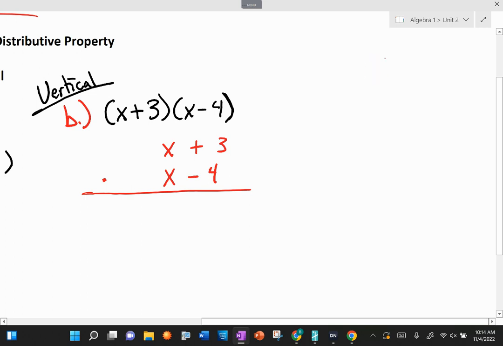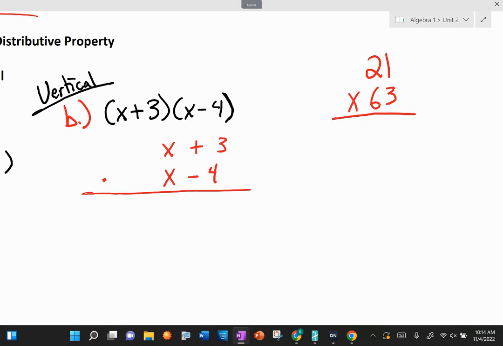Okay, so let's say we have 21 times 63. Everybody should be doing this unless you absolutely 100% know how to do this by hand. If you have to say the word "think," that means you don't know. So do it. Okay, so we've got 21 times 63.